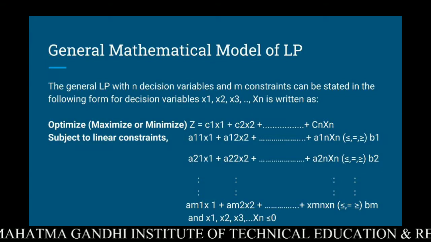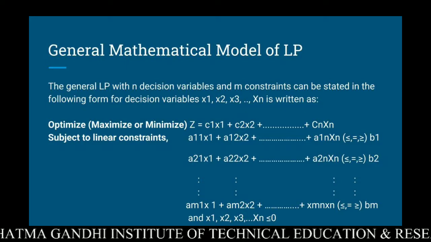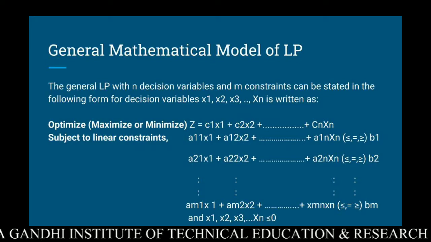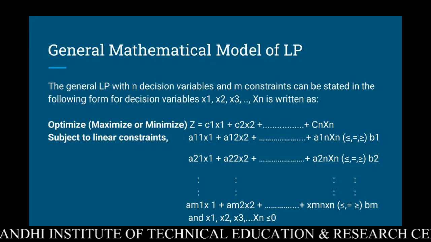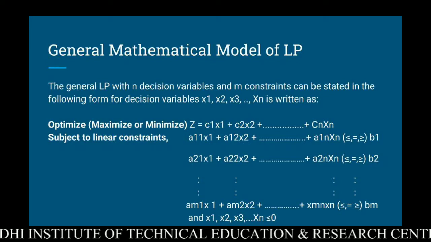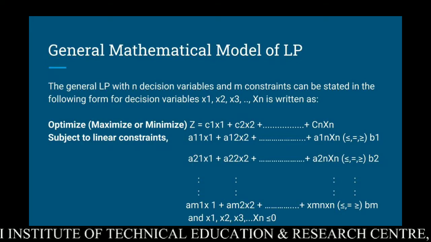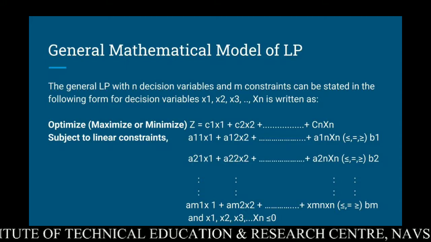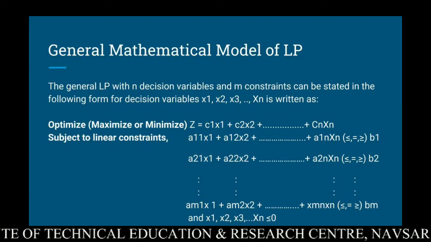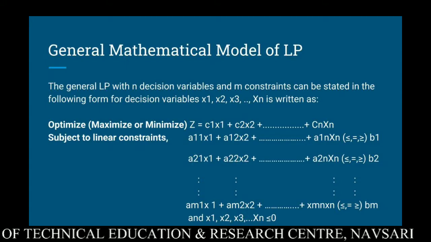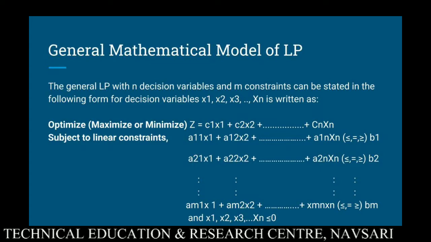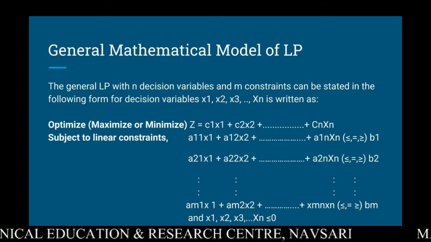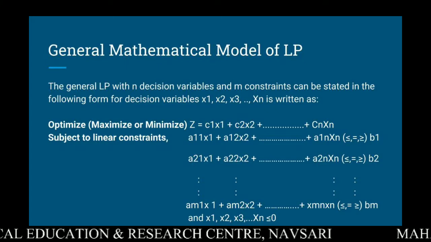Here x1, x2, x3, xn are called decision variables, the variables on which we are taking decisions. Suppose we are earning profit from product X, that is x1, and from product Y, that is x2. So this will give the decision. These are called decision variables, and all these decision variables have constraints, meaning limitations.